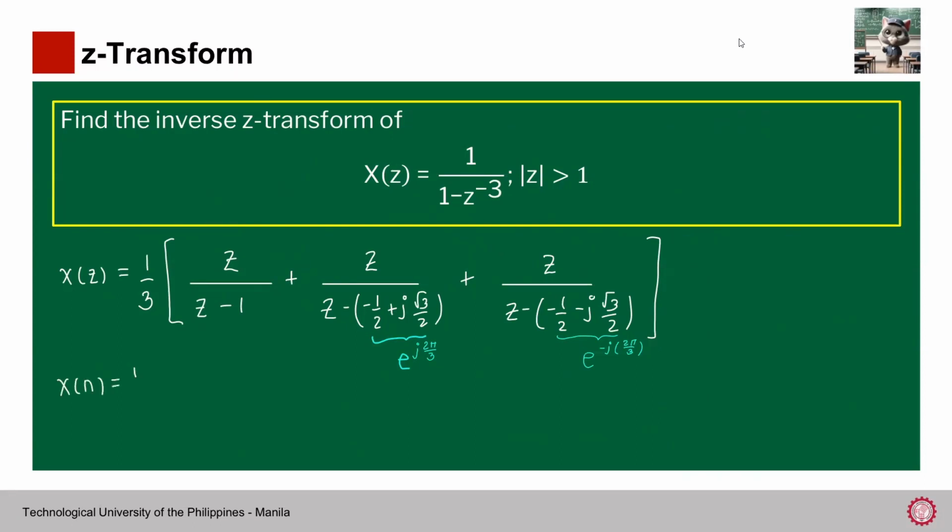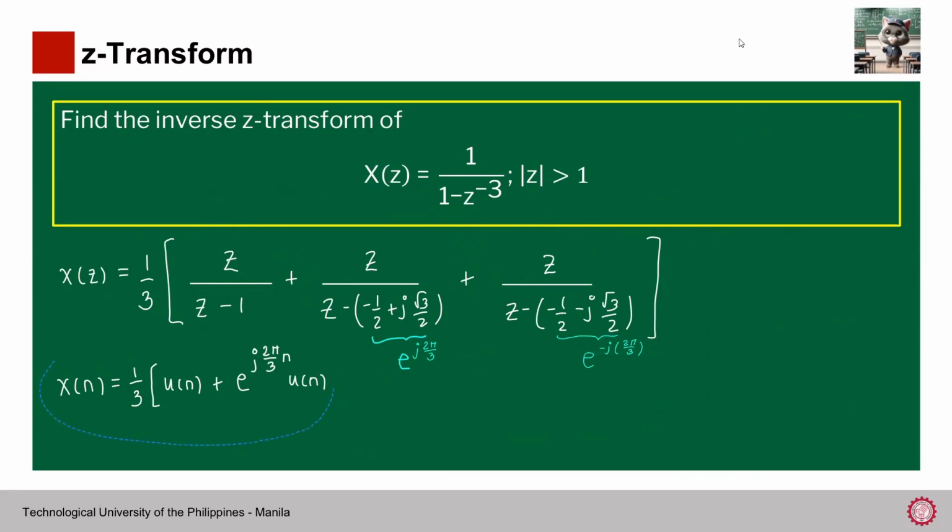So may 1/3 ka sa labas. Okay, so the first one, ano ang z over z minus 1? U of n yan. Ito ngayon, plus, ano guys, z minus A, yung denominator. So bali A raised to n. So this would be e raised to j 2 pi over 3 n. Malinaw? U of n. And then yung isa, ganun din.